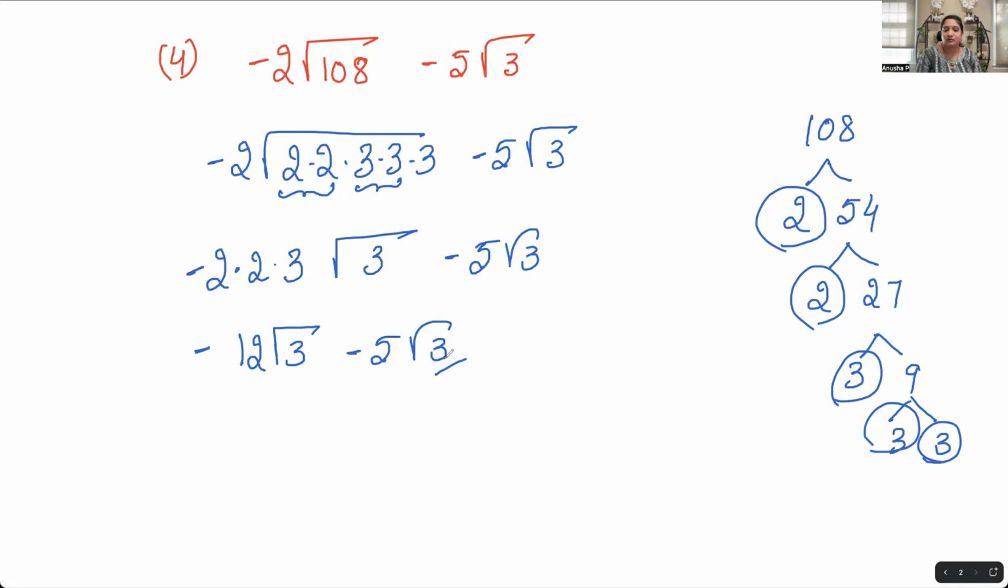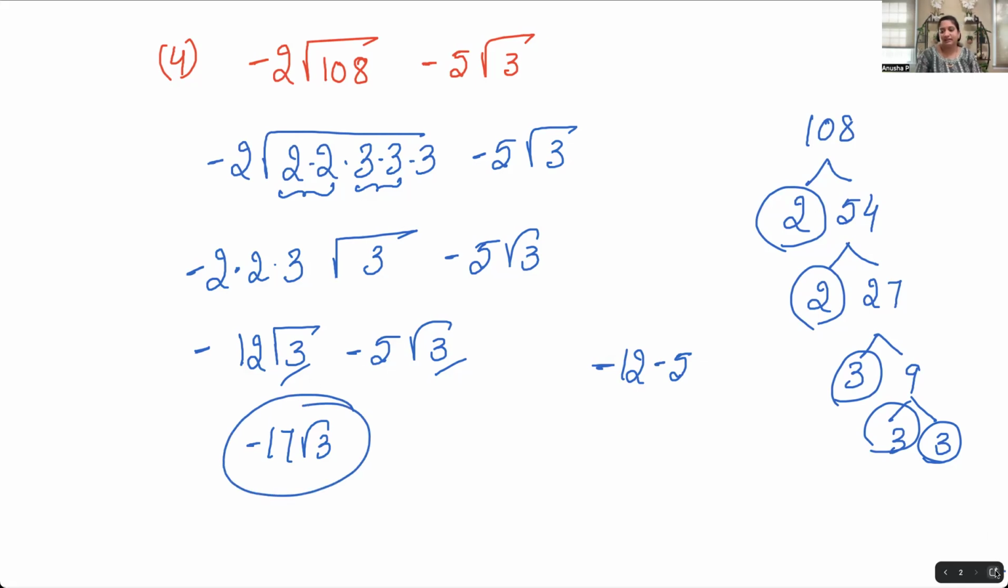Now inside the square roots we have the same numbers. So we can add or subtract the leading coefficients, minus 12 and minus 5. They both have the same sign. When they both have the same sign, you add the two numbers and keep the same sign. Minus 12 minus 5 is minus 17 root 3.